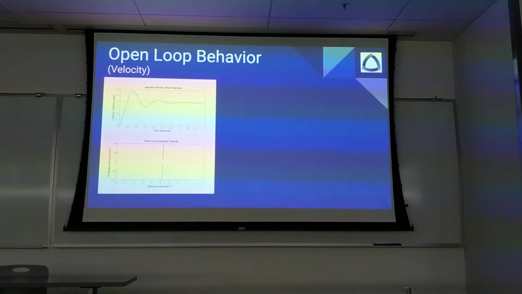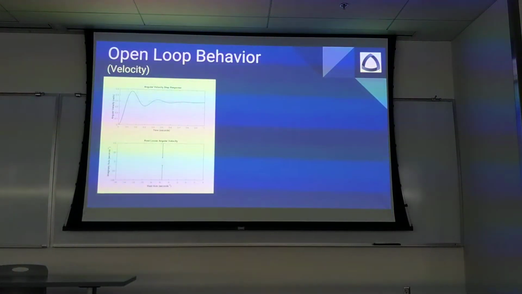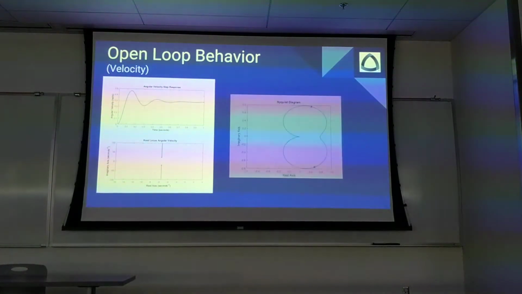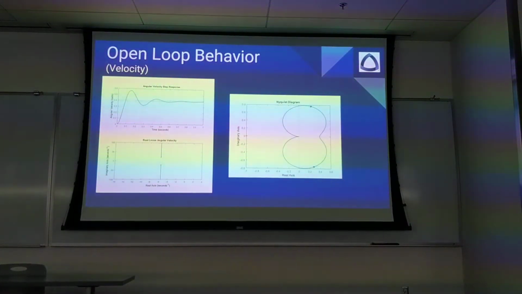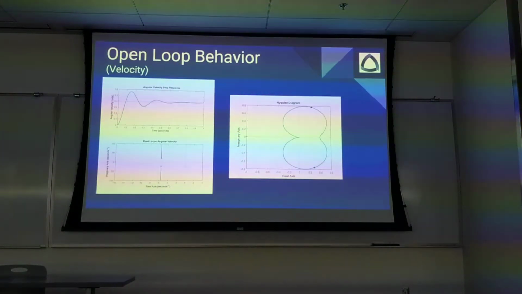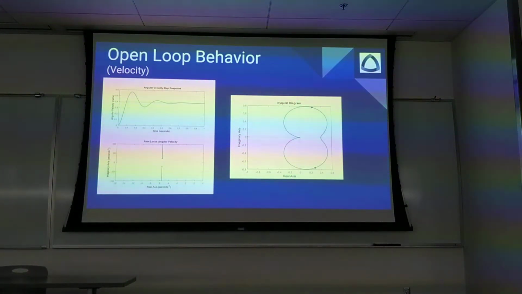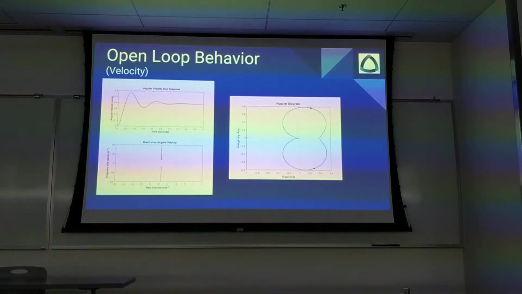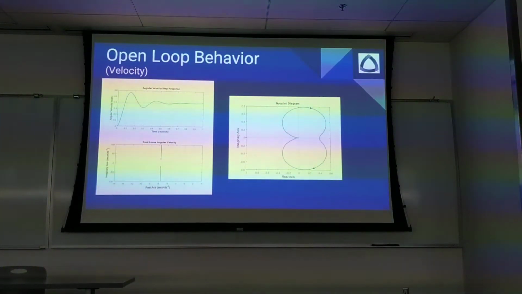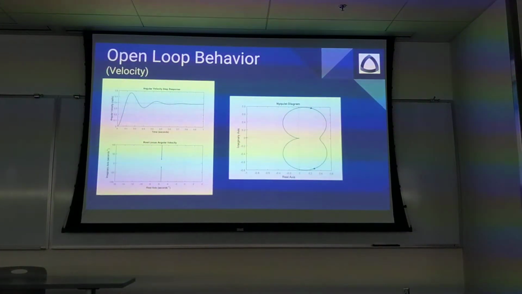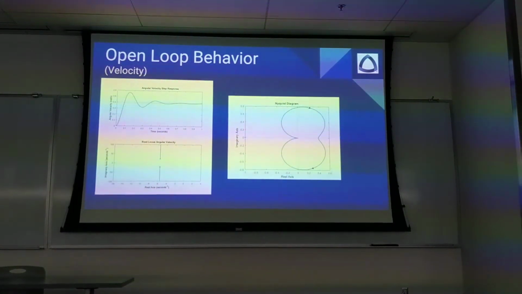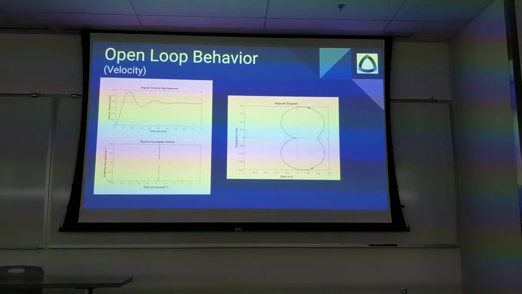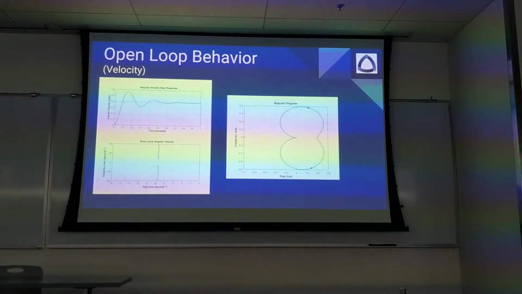The angular velocity step response and root locus for the angular velocity are shown here, and the settling time for the angular velocity is about 0.7 seconds. The rise time is about 0.08 seconds with a percent overshoot of 44%. And so these are all values that could be improved with a controller. Finally, the Nyquist diagram shown on the right shows that this system would be stable in closed loop.